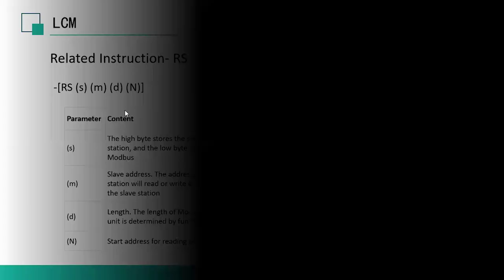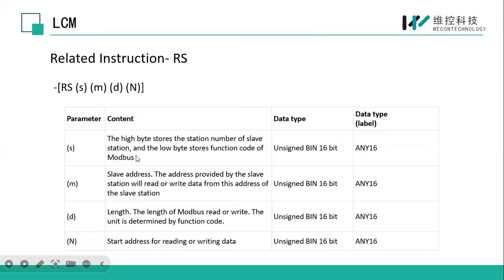Here we can see the RS instruction has 4 parameters. The first parameter is for the high bit. The high bit stores the station number, and the low bit is for storing the function code for the Modbus. And the second parameter is the slave address, the address we want to read or write data. And the third parameter is the length. And the fourth parameter is the start address for reading or writing the data.